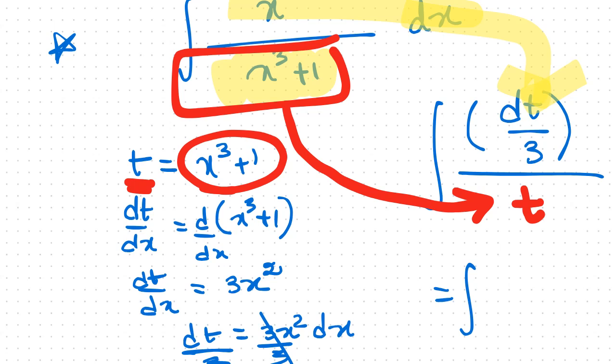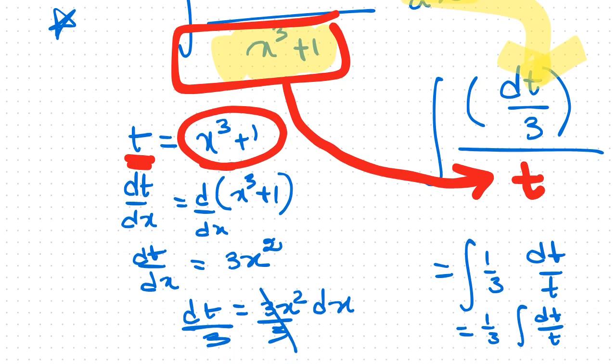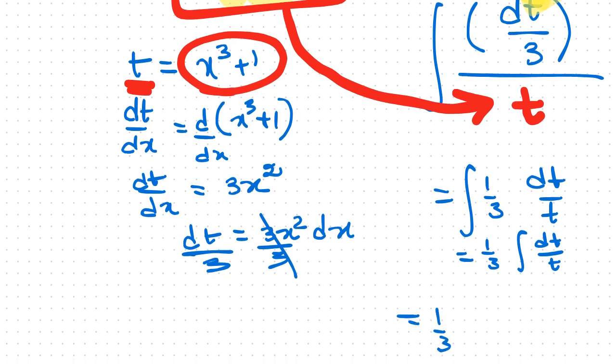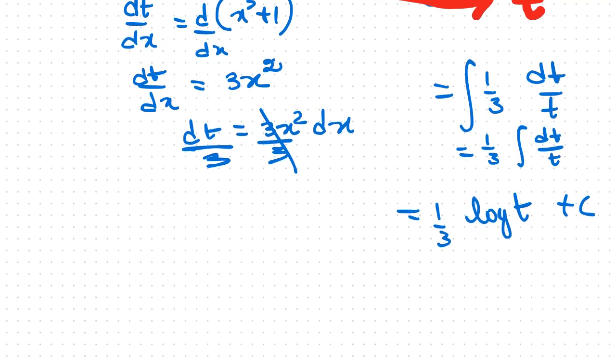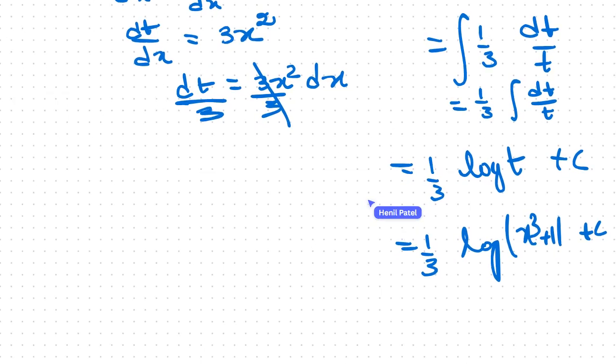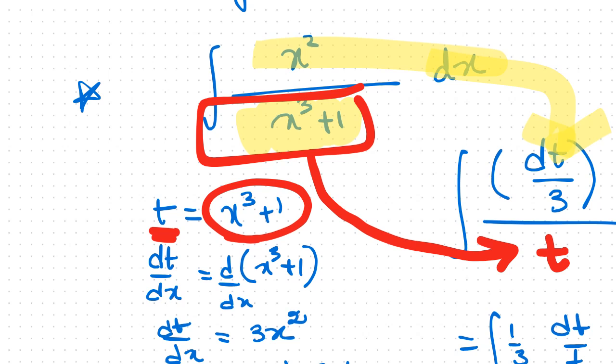So like this: 1 by 3 into dt by t. 1 by 3 comes out. dt by t, what is the formula? Log x plus c. So it's not log x, it's about t now, not x. Log t. What was t? X cube plus 1. So 1 by 3 log of x cube plus 1, plus c. Like this. So first we have to assume, then we have to substitute.